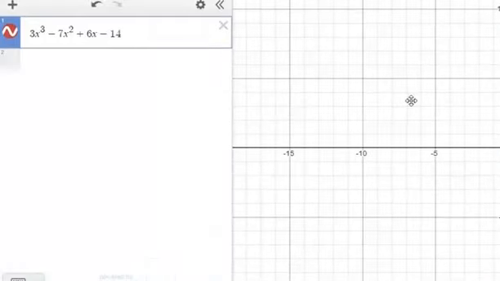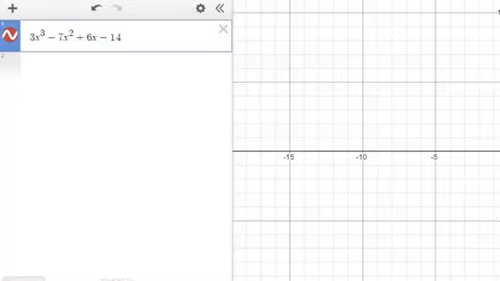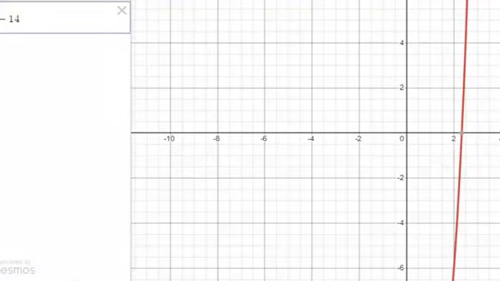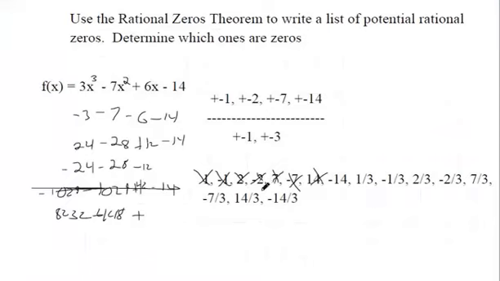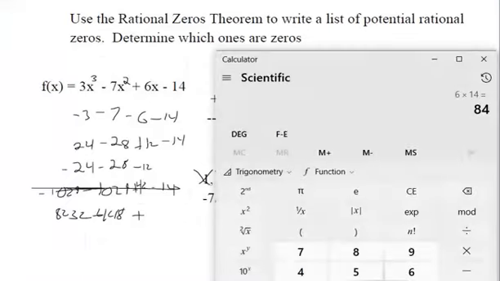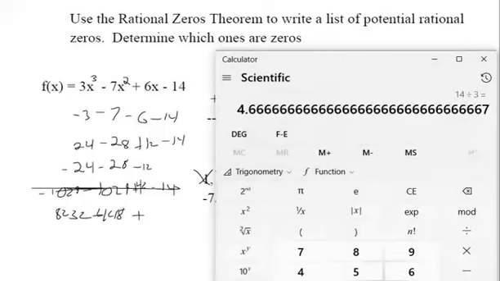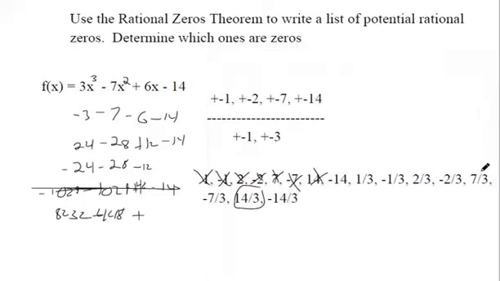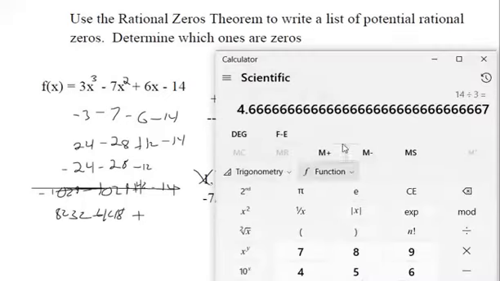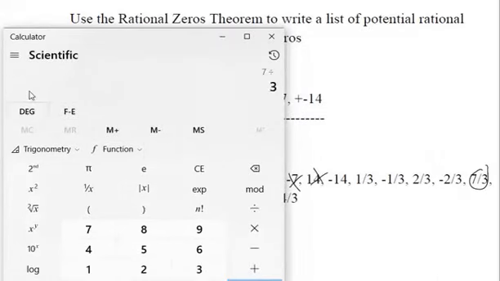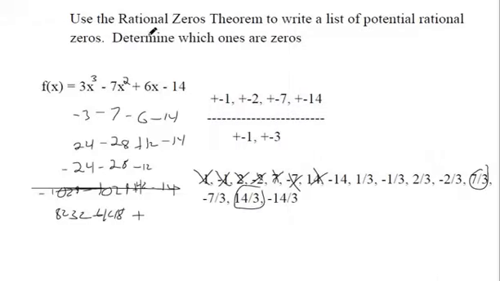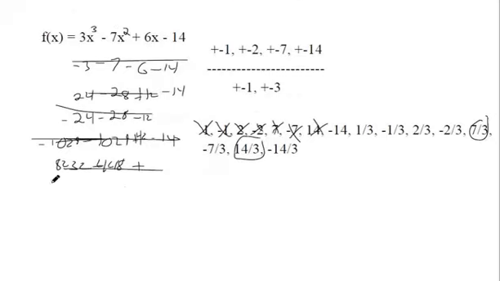Okay, look, I plugged it in Desmos, and I found it's a number where it crosses a little above 2. And I have a number on my list that's a little above 2. How about 14 thirds? That's a little bit bigger than 2. No, sorry, 7 thirds. That one's too big. That's closer to 5. 7 thirds. That's 2.33. That looks like what it was on our graph, right? So let's put 7 thirds into this original function.